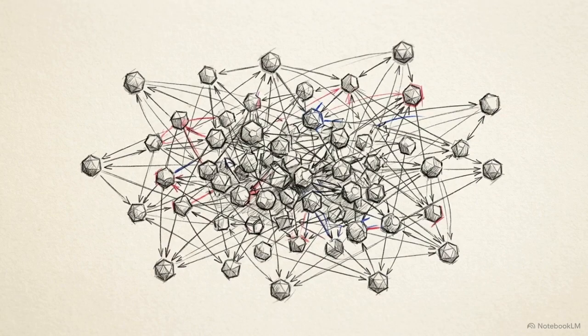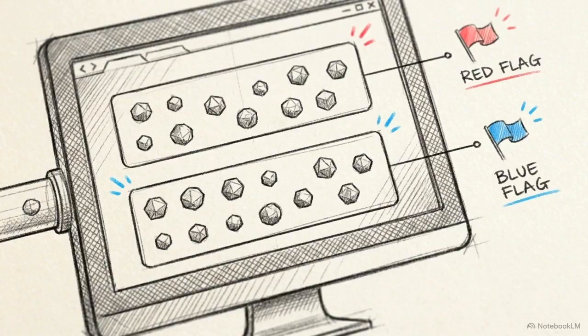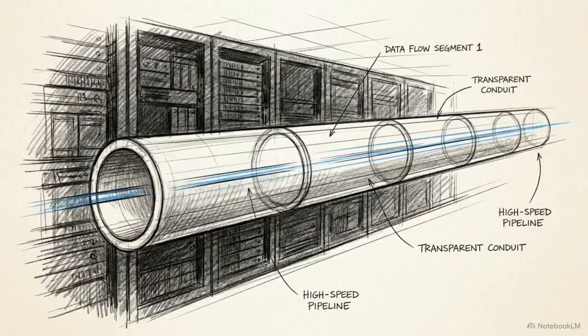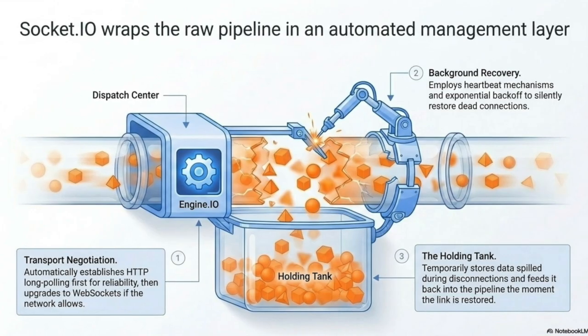The same goes for organizing people. If you want to assign players to separate theme rooms, you have to build that sorting system from scratch. WebSockets give you total speed and control, but they leave the job of building safety nets and organization entirely up to the developer. Now look at Socket.io.